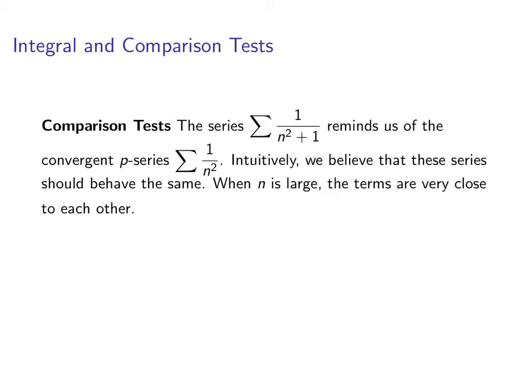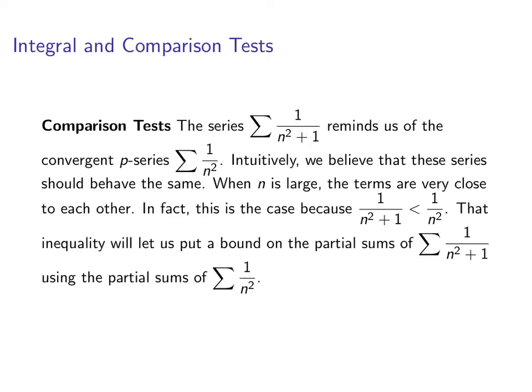not be very different. The reason this is the case is because 1 over n squared plus 1 is smaller than 1 over n squared. Remember that if you make the denominator smaller, it makes the whole fraction bigger. That inequality is going to let us put a bound on the partial sums of the sum of 1 over n squared plus 1 using the partial sums of 1 over n squared.